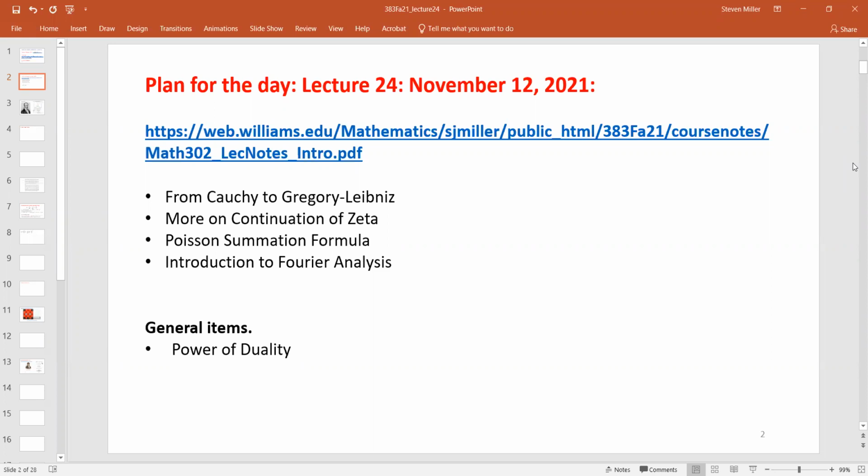So the big item for today is the power of duality, the ability to, instead of looking at the problem that you were given, look at an equivalent problem, make progress there, and translate that to the original one.